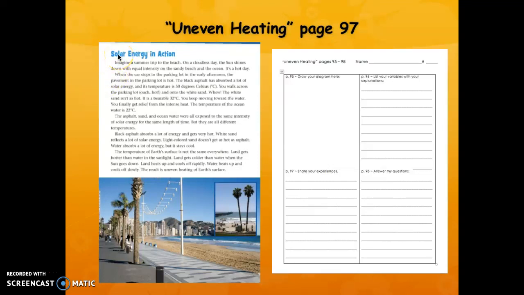Black asphalt absorbs a lot of energy and gets very hot. White sand reflects a lot of solar energy. Light-colored sand doesn't get as hot as asphalt, and water absorbs a lot of energy, but it stays cool. So the temperature of Earth's surface is not the same everywhere. Land gets hotter than water in the sunlight. Land gets colder than water when the sun goes down. Land heats up and cools off rapidly. Water heats up and cools off slowly. The result is uneven heating of the Earth's surface.